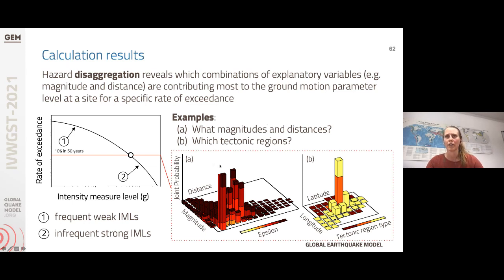The 2 examples here are showing on the left the magnitudes and distances and how they're contributing, so taking the sources of each magnitude and each distance bin and summing up their impact on that computed value. And the second plot is showing which tectonic region type in terms of the latitude and longitude is contributing most. In this case, the tectonic region type plotted in orange is having the largest contribution to the hazard at that site.